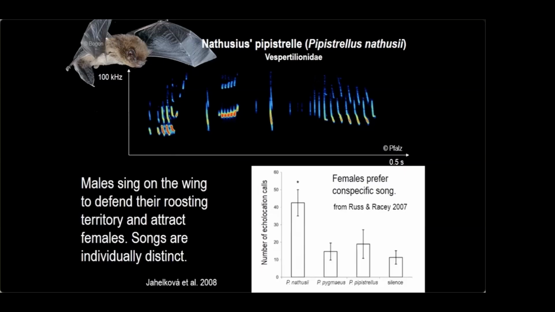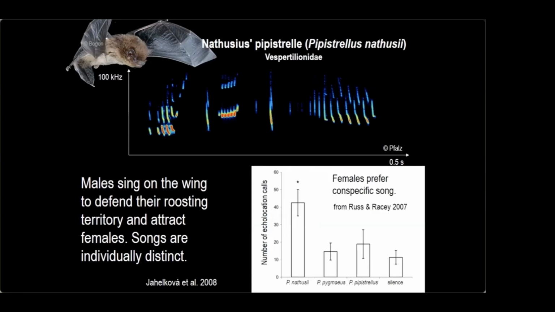So why do male Natusius pipistrelles sing? They sing, in contrast to the other 2 species, not while being perched. They sing on the wing, and they do that, again, to defend their roosting territory and to attract females. We also know from work by Helena Jahelkova that songs are individually distinct, and we know from a playback study done by Ross and Racy that females actually prefer conspecific song and are attracted to a song playback.